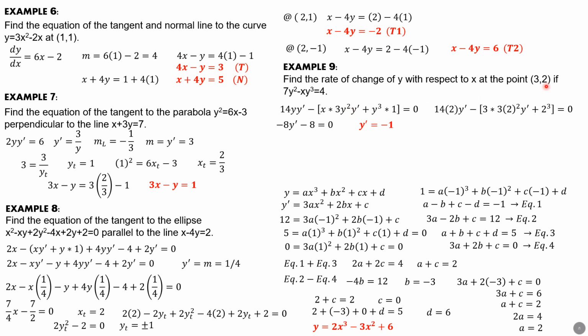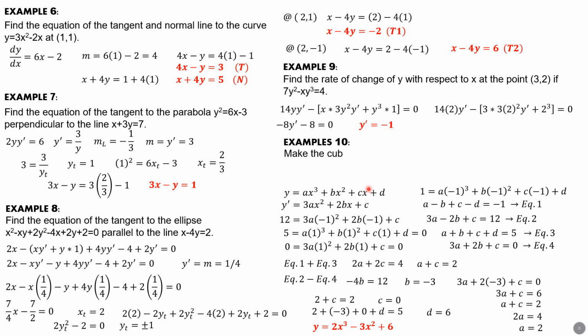Substitute the values of y and x here. So 14 times y, 2, y prime minus quantity x, which is 3, times 3 y squared, 2 squared, y prime, plus 2 cubed equals 0. Then simplifying, 28 y prime minus 9 times 4, 36. For 28y prime minus 36y prime is negative 8y prime. And for the constant, negative of 2 cubed, or negative 8, equals 0. So y prime is negative 1. That's the rate of change of y with respect to x.